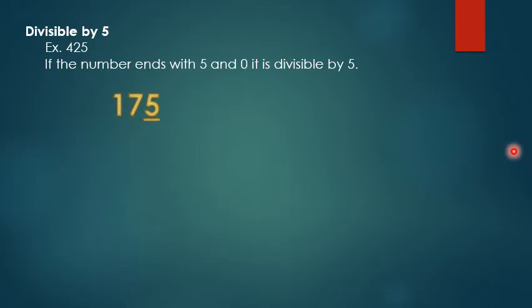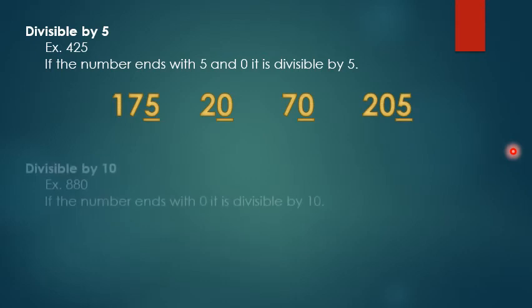175. So, bakit siya divisible sa 5? Kasi nagtatapos siya sa 5. 20. So, bakit divisible sa 5 ang 20? Kasi nagtatapos siya sa 0. Tandaan natin ang rules para sa divisible sa 5, pag siya ay nagtatapos sa 5 or 0. 70. So, since nagtatapos siya sa 0, so divisible siya sa 5. And 205. So, nagtatapos siya sa 5, so divisible siya sa 5.